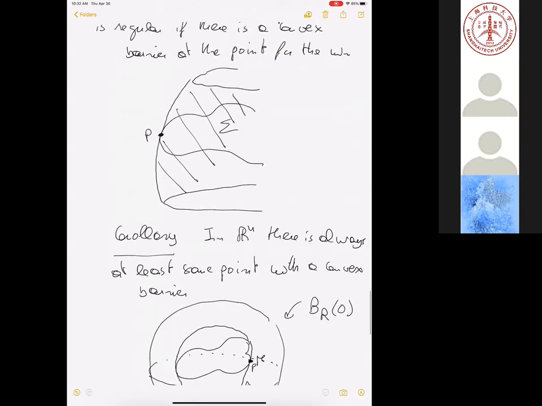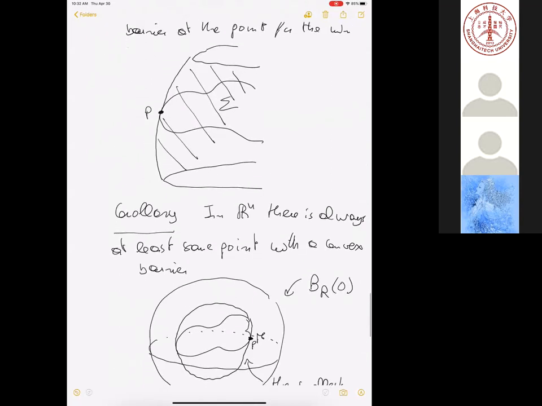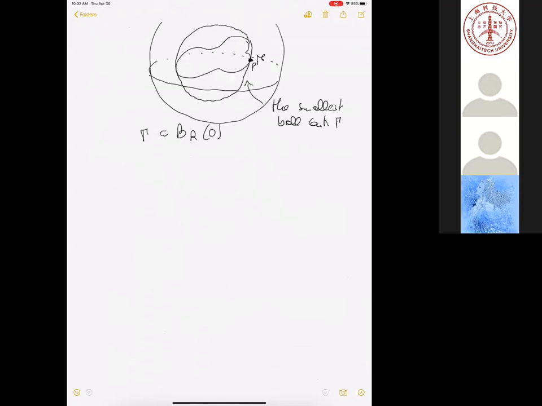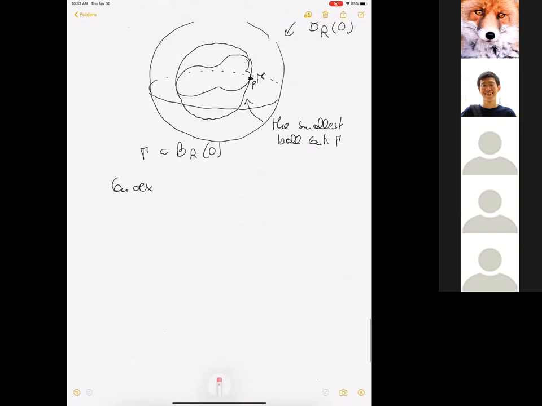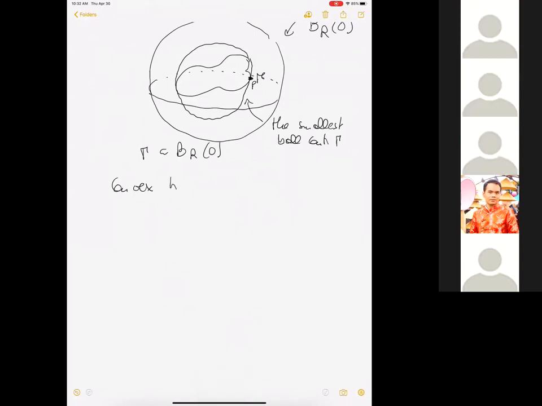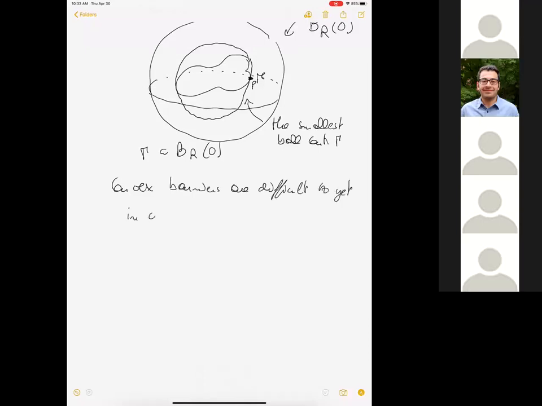Okay, but in general, this convex barrier, of course, does not exist if you are in a Riemannian manifold, and the reason why it does not exist in a Riemannian manifold is because you don't know that you can foliate a Riemannian manifold with convex hypersurfaces. In fact, if the Riemannian manifold, for instance, is closed, this is certainly not the case. Okay, so convex barriers are, however, generally absent in a Riemannian manifold. So convex barriers are difficult to get, or impossible to get sometimes in a Riemannian setting.